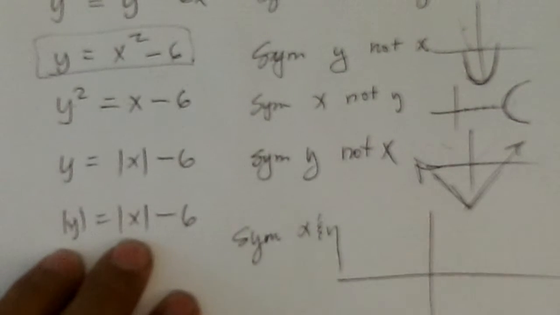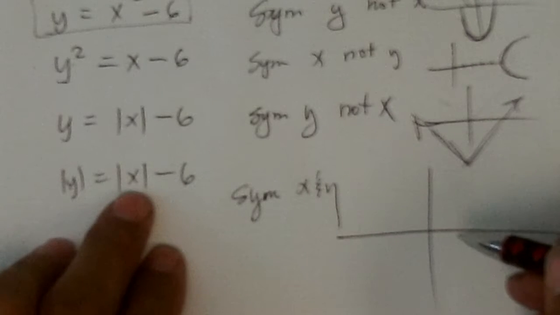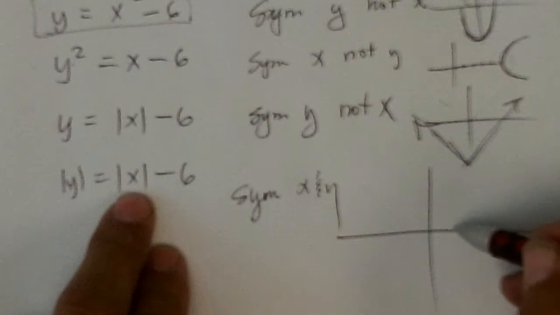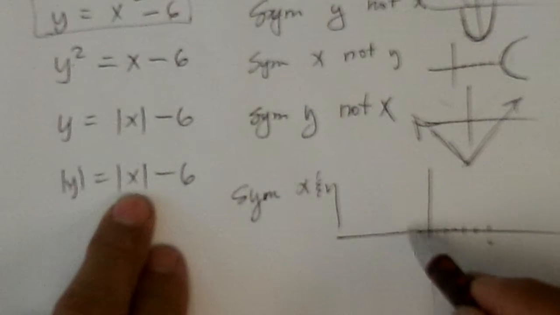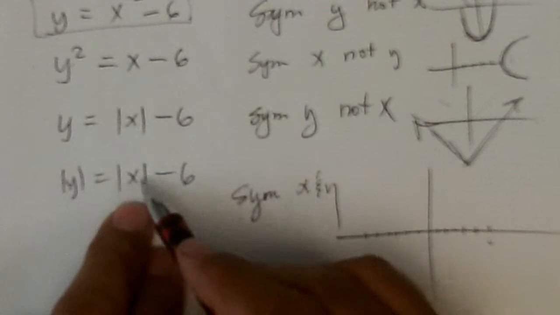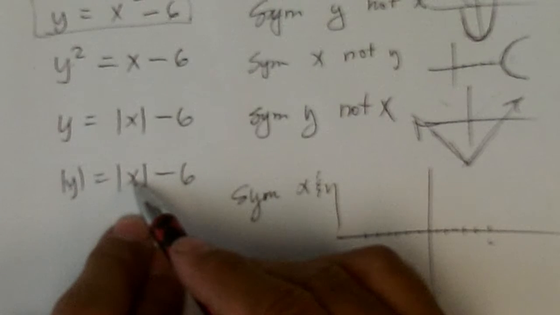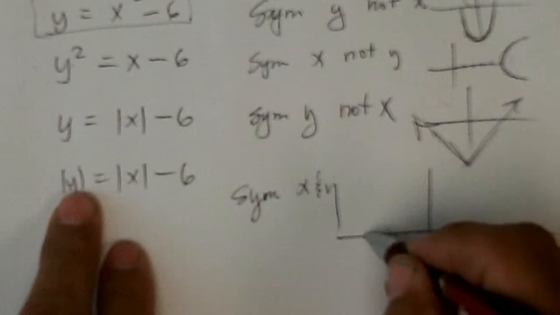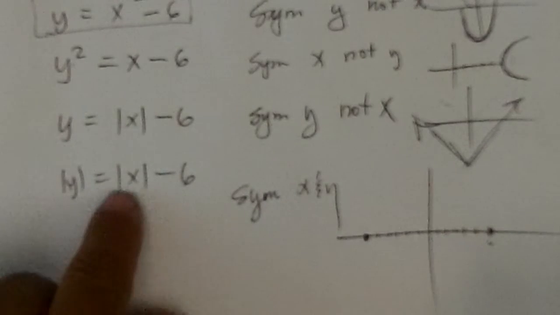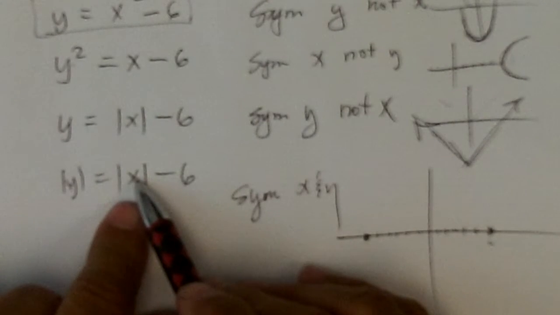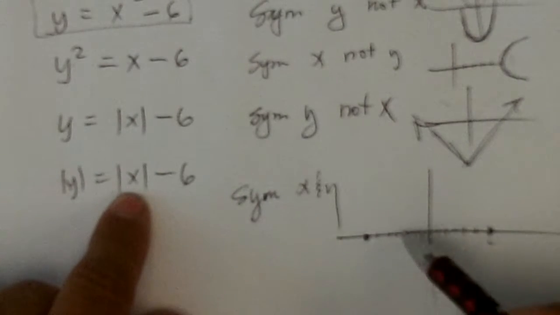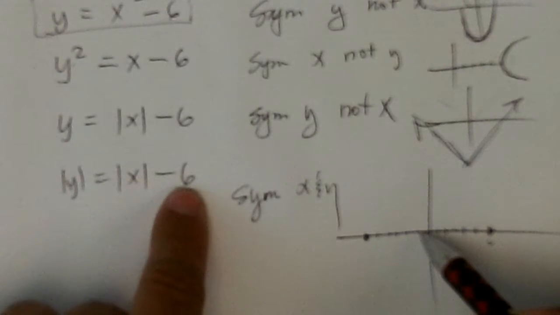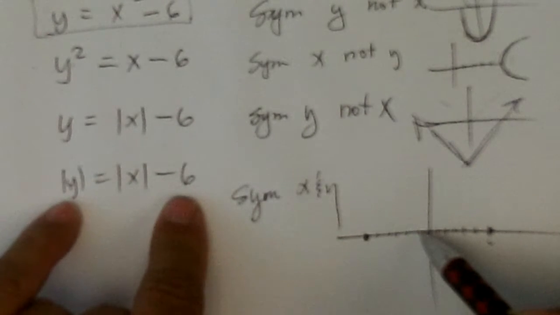Now, what does this look like? Well, when x is 6, let's say, 1, 2, 3, 4, 5, 6, or negative 6, the absolute value of 6 or negative 6 is 6, minus 6 is 0, and so we'd get intercepts there. If I put in 1, I get y is negative 5, and there's no way that happens.